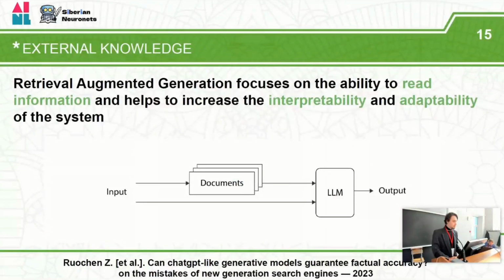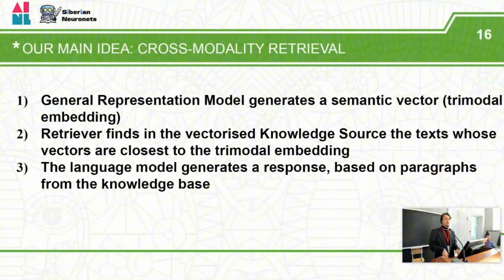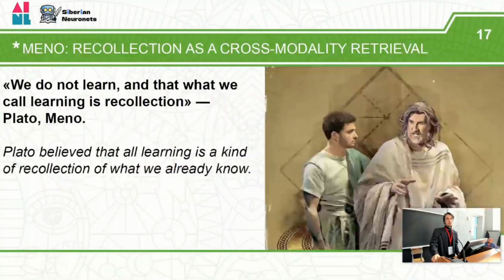Why do we want to use it? Because Retrieval-Augmented Generation focuses on the ability to read information, and we wanted to increase the interpretability and adaptability of the system we are building. So our main idea was to create a cross-modality retrieval system where we need three main components: a general representation model to generate a semantic vector. For example, if we work with three modalities, it should be a trimodal embedding. Then a retriever that can find our documents in vectorized space, and a language model to generate a response.